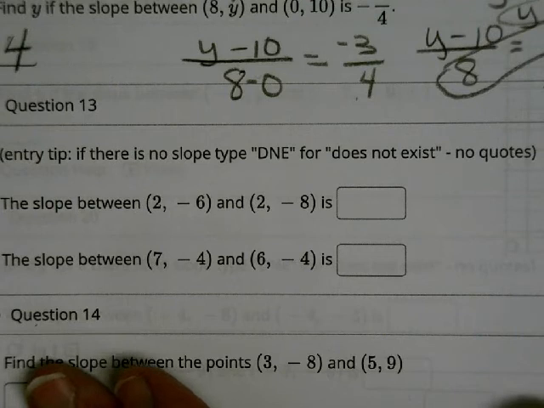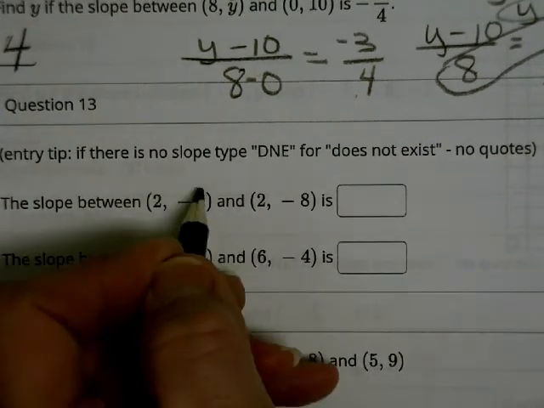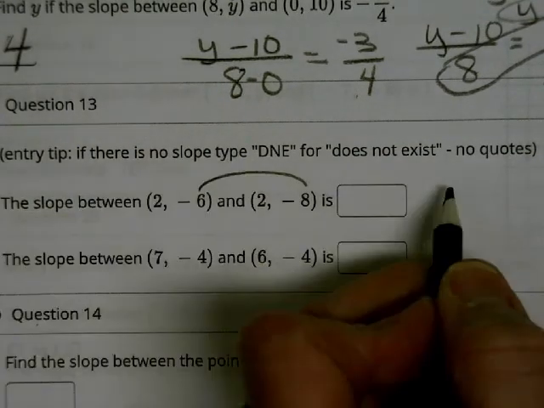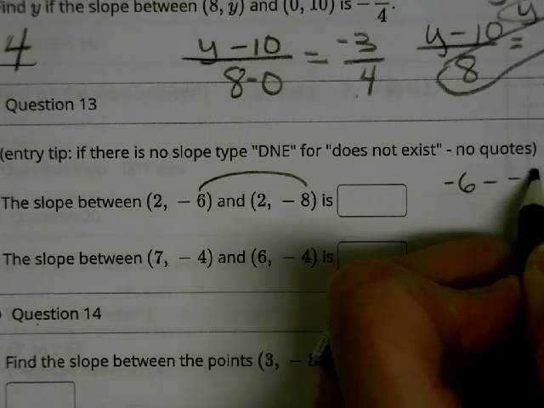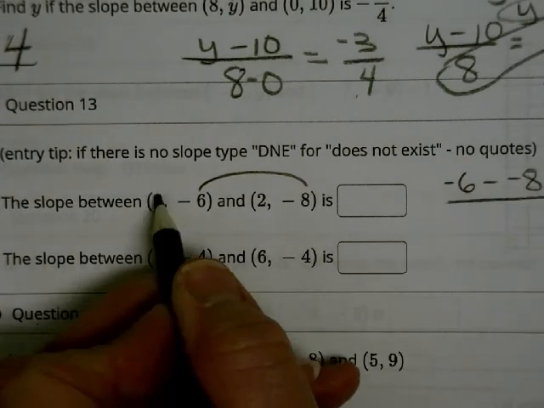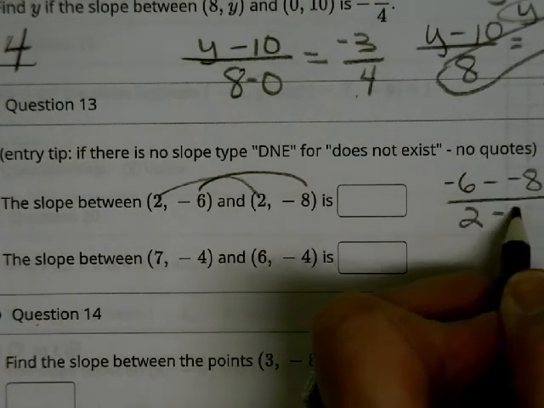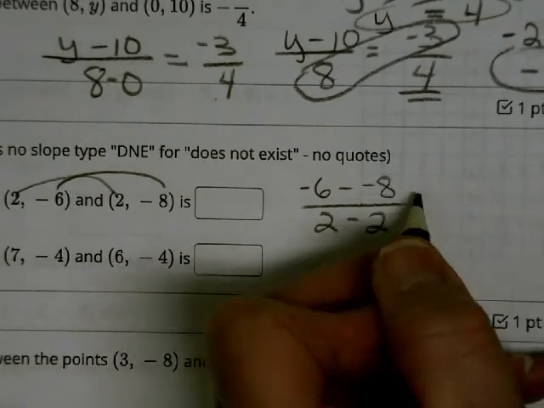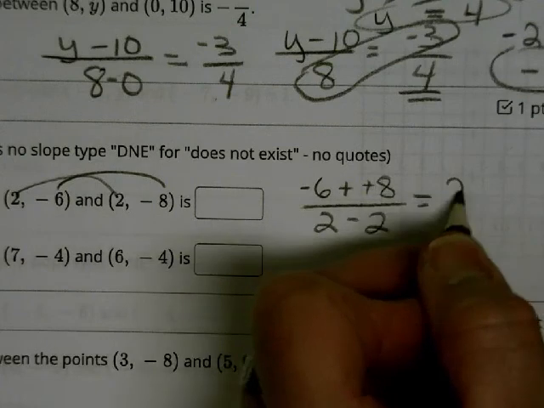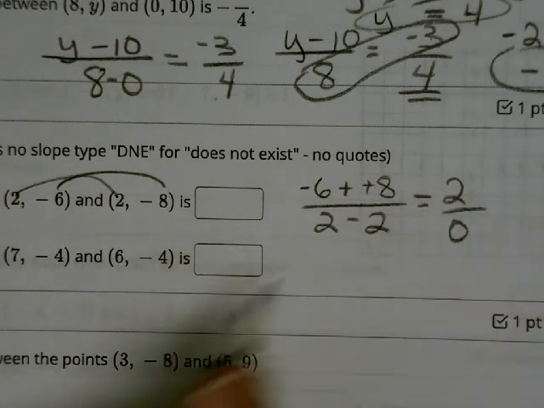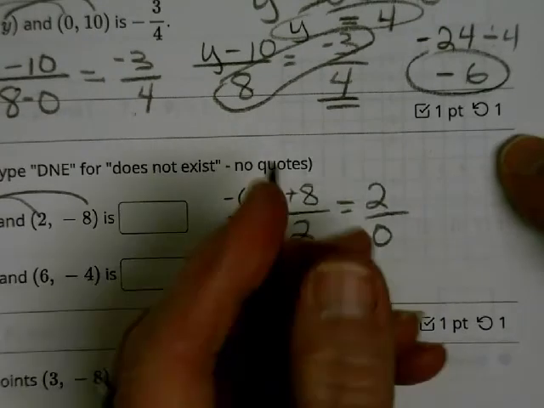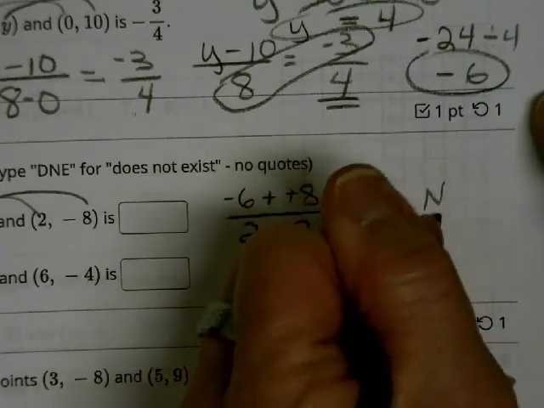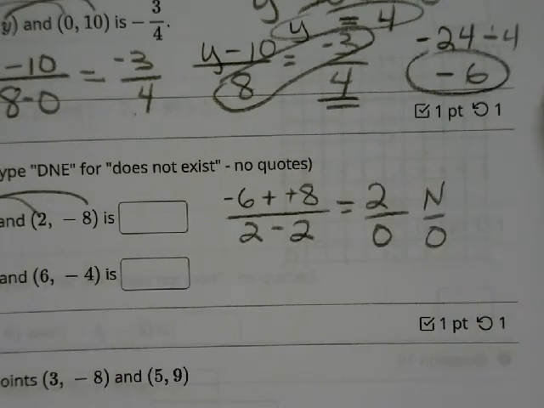Okay, so if there is no slope, we have to put D and E. But if there is a slope, you can use that formula. Okay? -6 minus a -8 over 2 minus 2. This is +2 over 0. Is this okay? Yeah.